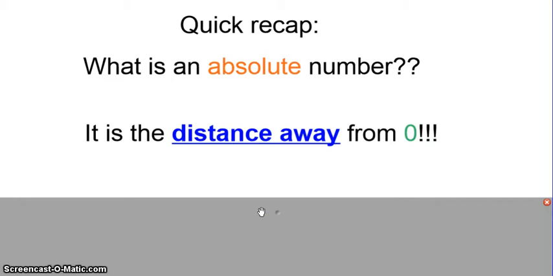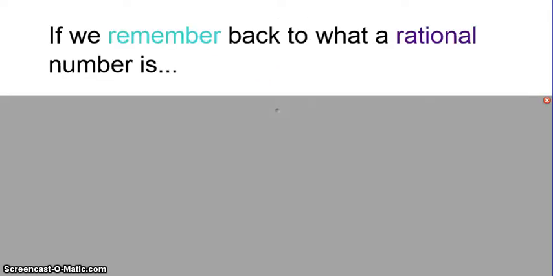If we remember back, if we have a negative number inside the absolute value, that just tells us how far away we are from zero, just in the negative direction, because that's where the negative sign comes from. So just to remember, the absolute value is the distance away from zero.